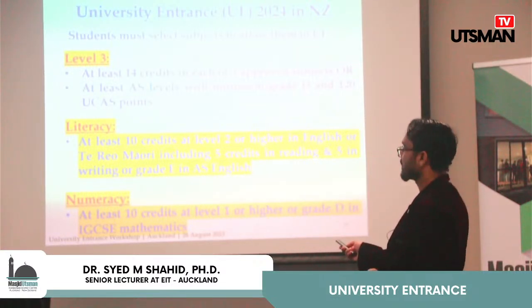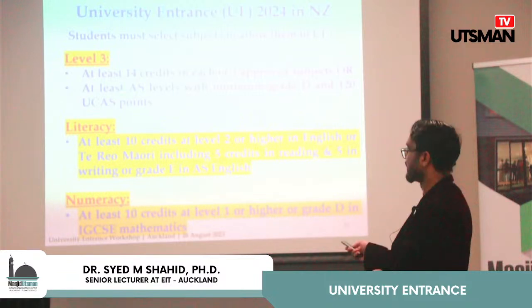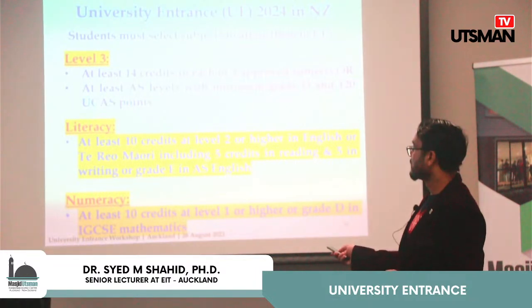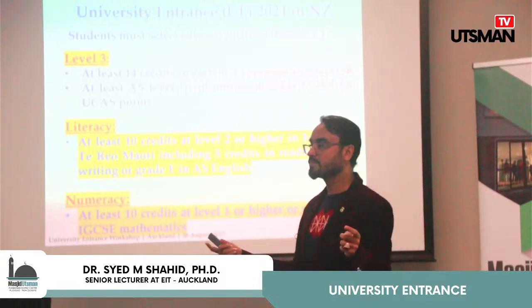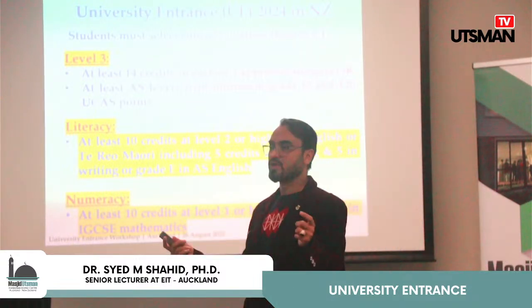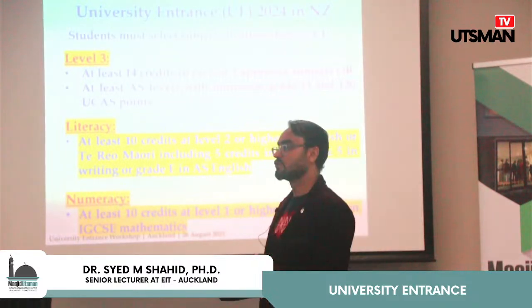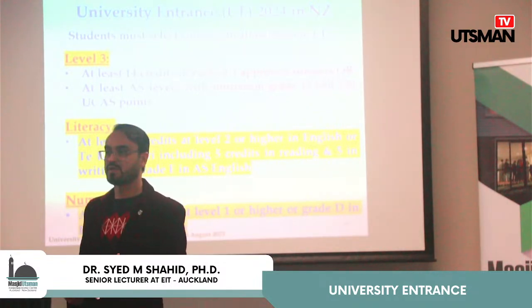Similarly, if you are coming from the Cambridge system, then a student needs to have a minimum grade D and 120 UCAS points. Now I'll try to explain a few things about UCAS points. University and College Admissions Service. This is a system coming from the UK which helps you to calculate the points to get into the university, and every university provides you with a number of points. For example, Bachelor of Arts at University of Auckland requires 120 points, 120 UCAS points.